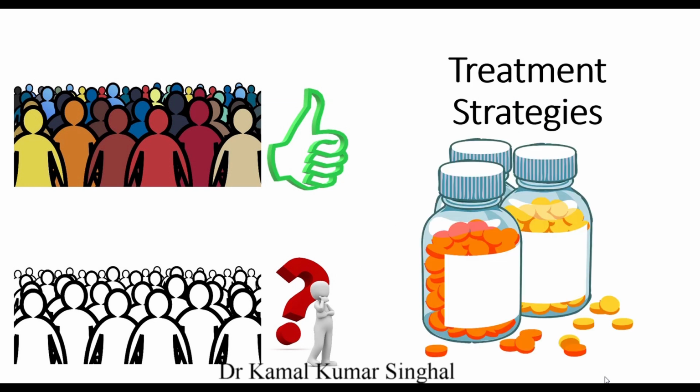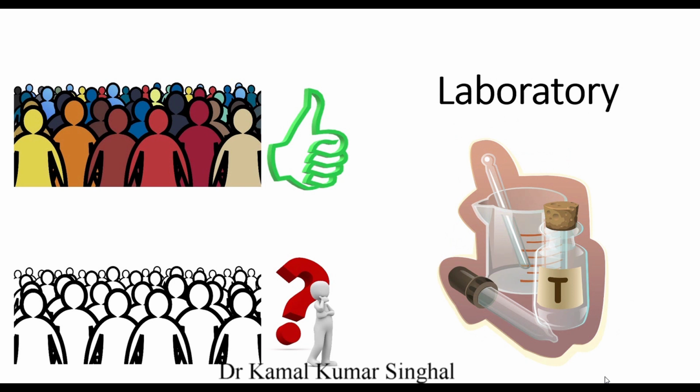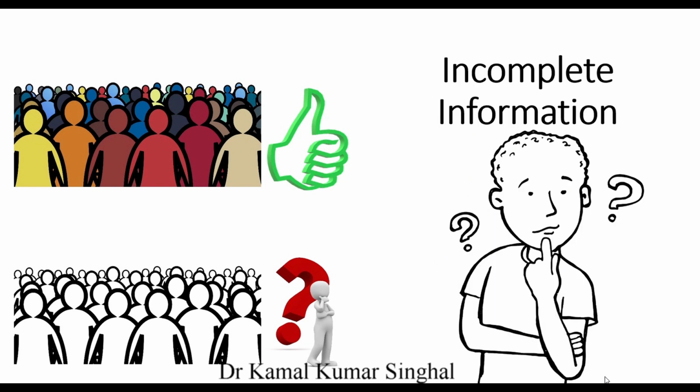The difference in response could also be because of variability in treatment strategies, and this would include differences in drug dosages, drug regimes. Another reason can be instrument or laboratory variability. The instrument which has been used to process specimens from the first group may not be the same as the one used in second group. The laboratory may be using a different technique, a different set of reagents.